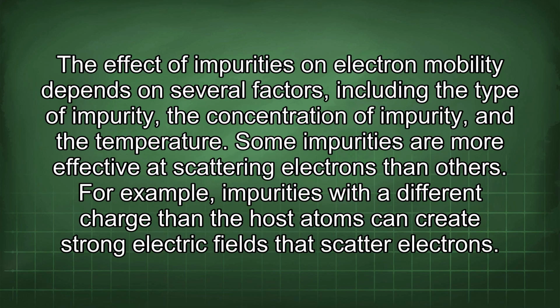The effect of impurities on electron mobility depends on several factors, including the type of impurity, the concentration of impurity, and the temperature. Some impurities are more effective at scattering electrons than others. For example, impurities with a different charge than the host atoms can create strong electric fields that scatter electrons.